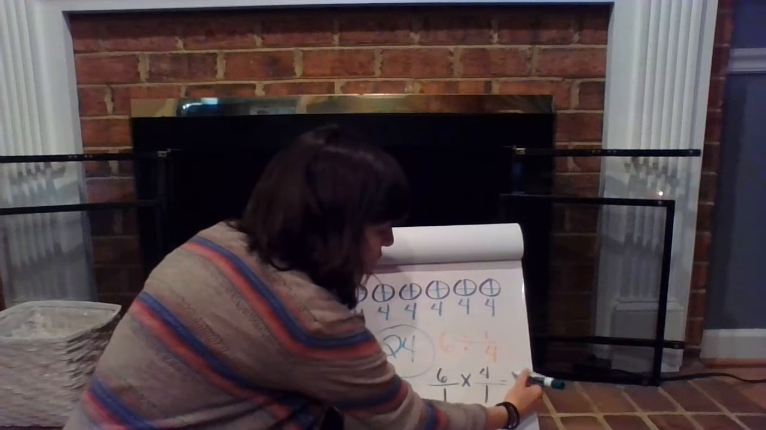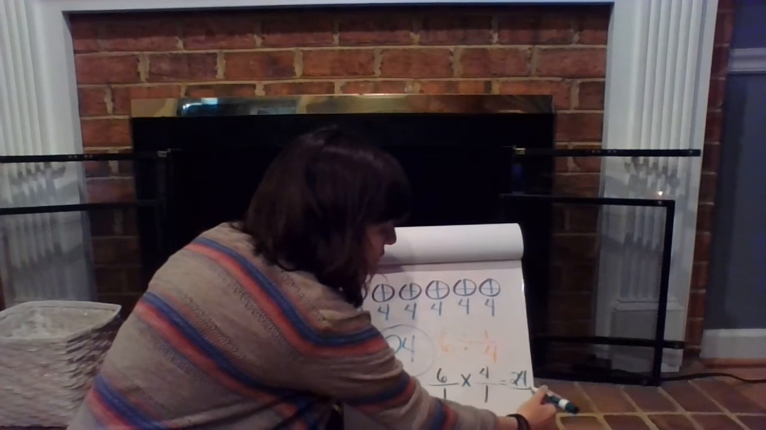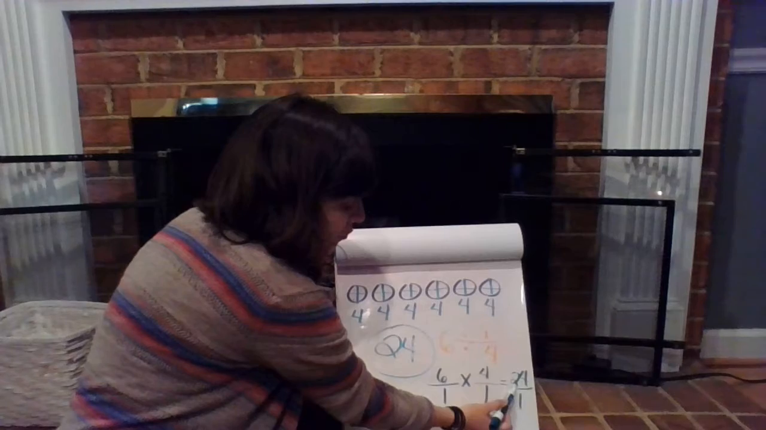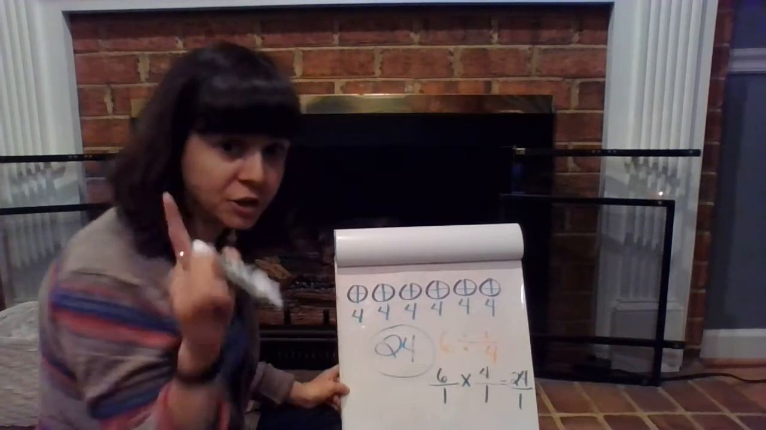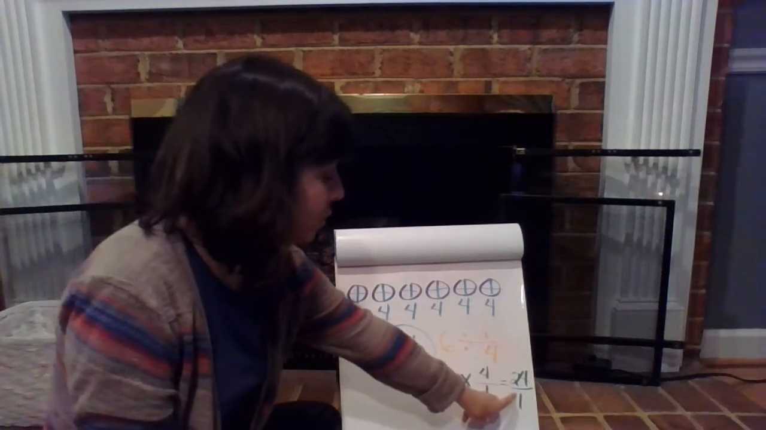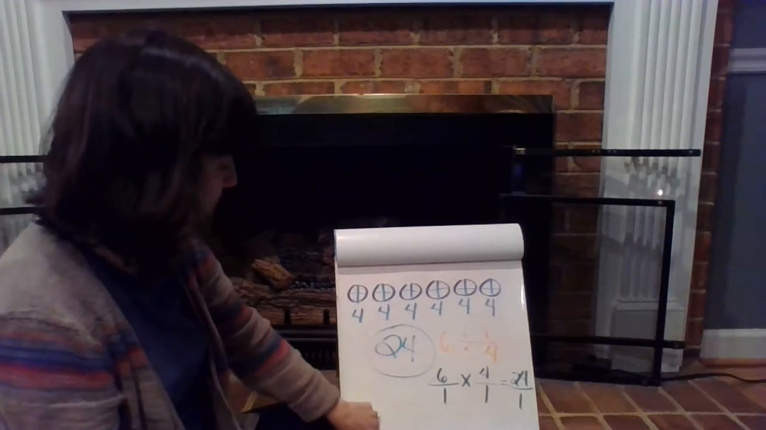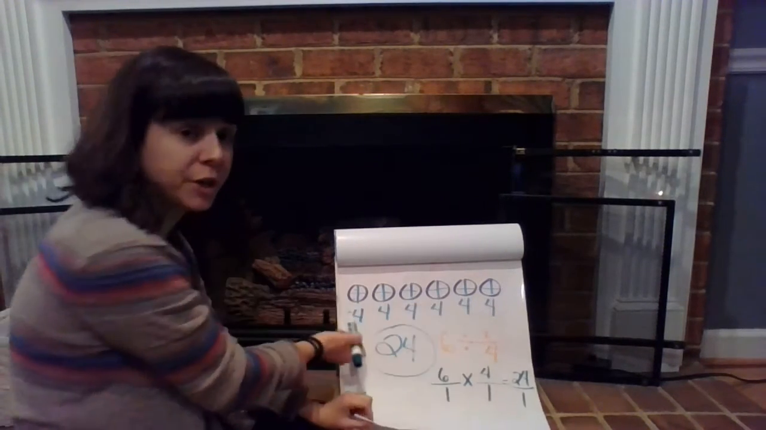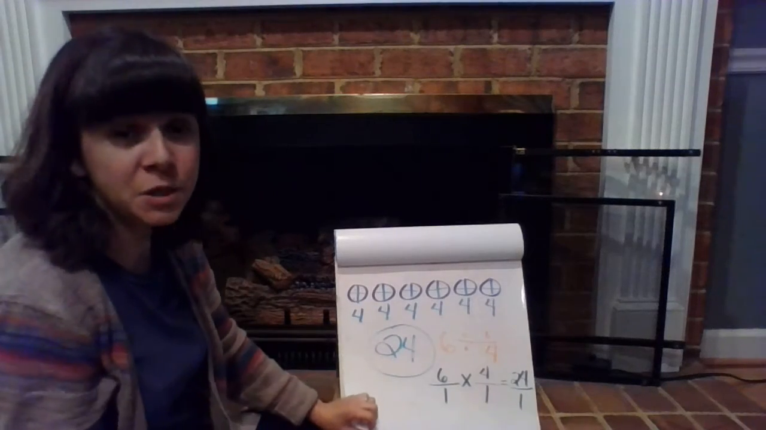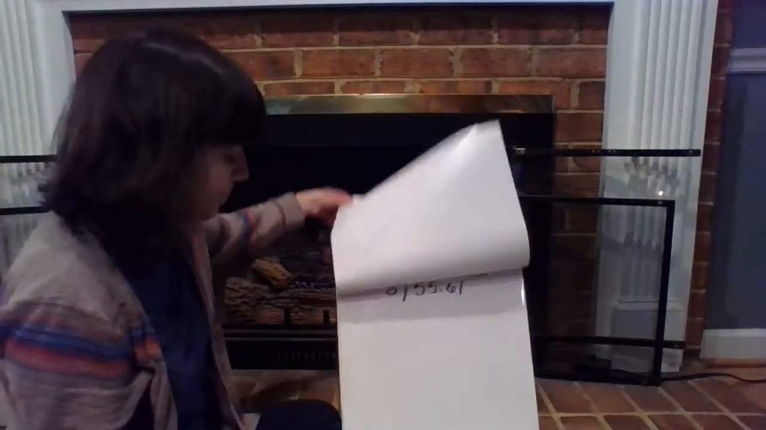And then 6 times 4 is 24, and 1 times 1 is 1. And 24 divided by 1, remember fraction bar means to divide, 24 divided by 1 is 24. So you get the same answer either way. Always picture what your problem is asking, especially with fractions. That usually helps a lot.